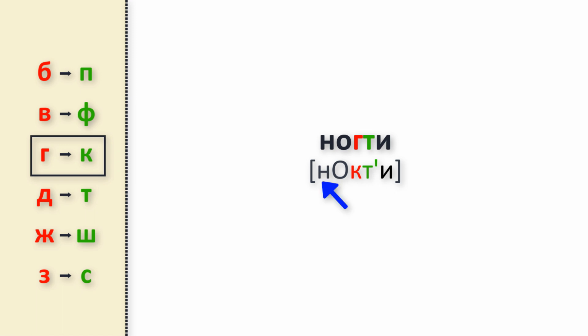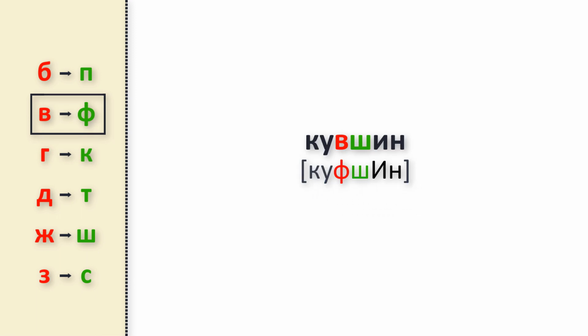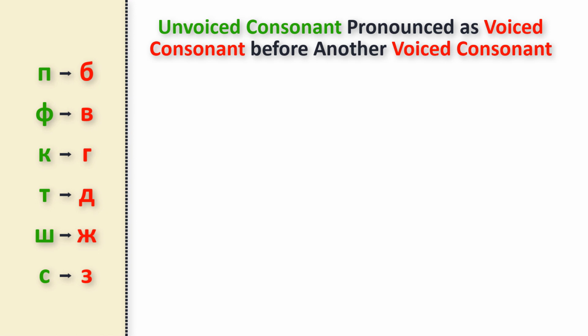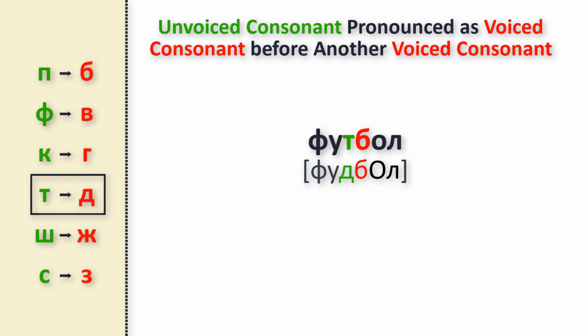Ногти, ногти. G is pronounced like k. Кувшин, кувшин. V becomes f in pronunciation. And if the unvoiced consonant comes first and the voiced consonant follows it, then the unvoiced is this time pronounced like its voiced counterpart. For example, football, football. Here we have unvoiced letter T and the voiced letter B after it. So in this case, T is pronounced like D according to the rule.